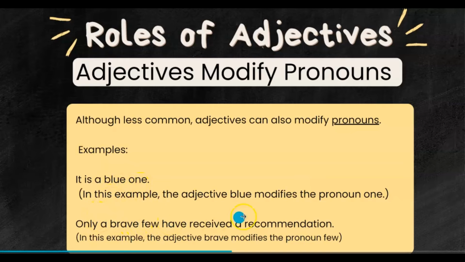Only a brave few have received the recommendation. Now, in this example, the adjective brave modifies the pronoun few. All right, so those are the two main rules of adjectives. They modify nouns or they modify pronouns. Now let's move on.